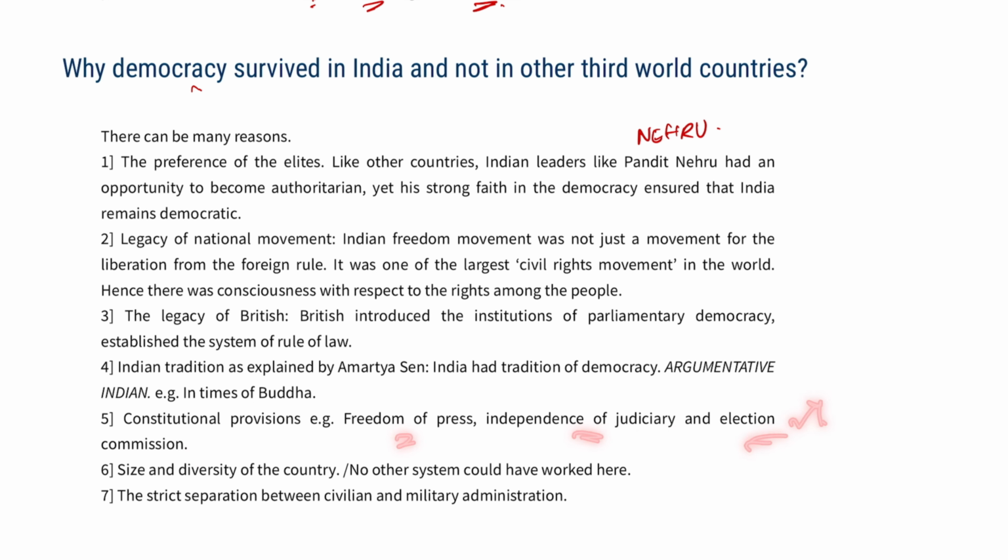These are the institutions, independent institutions, constitutional provisions. Does this directly mean, or these have a huge role to play in safeguarding the democracy, democratic principles? Size and diversity of the country. No other system could have worked here. Acha. Strict separation between civilian and military administration. True. Institutions, strong institutions and their boundaries.